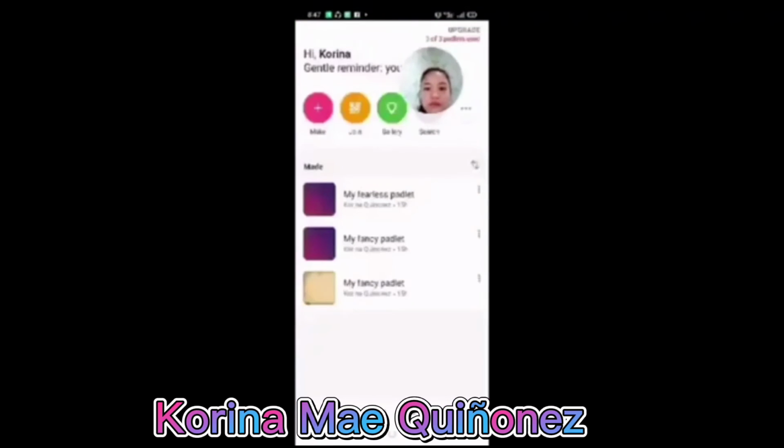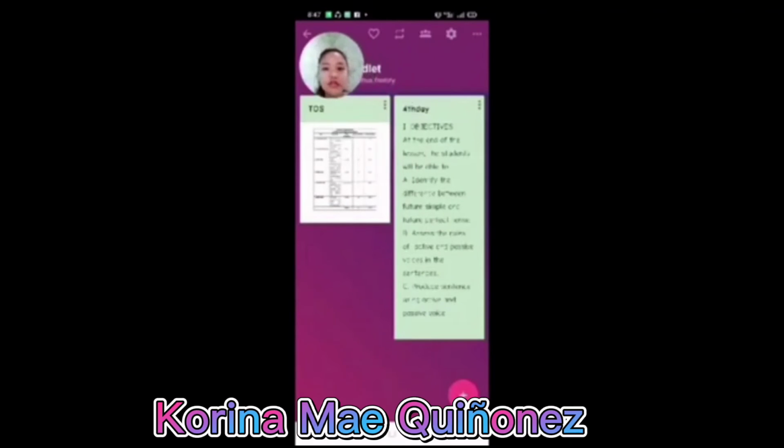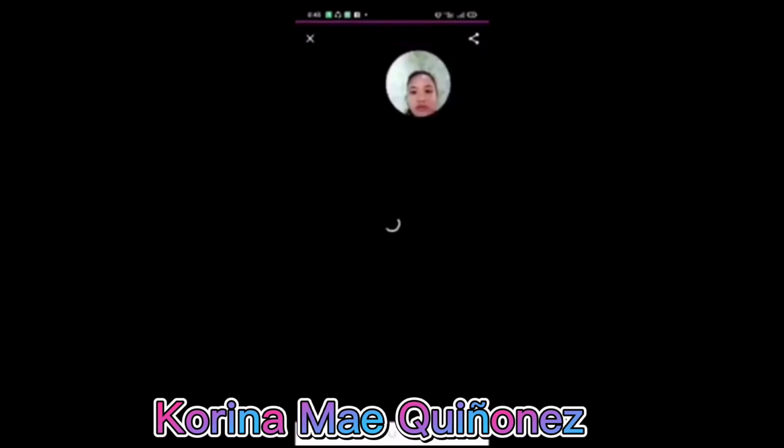So our fourth day objectives are identify the difference between future simple and future tense, assess the rules of active and passive voice in the sentence, and produce the sentence using active and passive voice. So here, our objectives fall to the psychomotor domain because of the words assess and produce, and specifically in the evaluating and creating levels. So now let's have a view of our TOS.